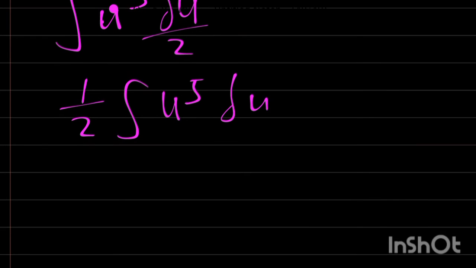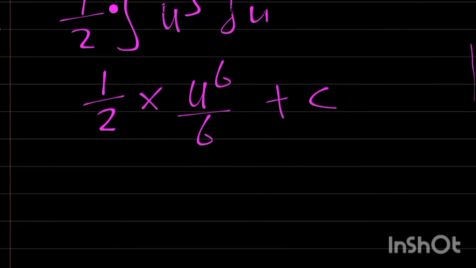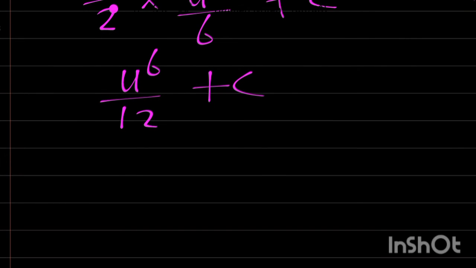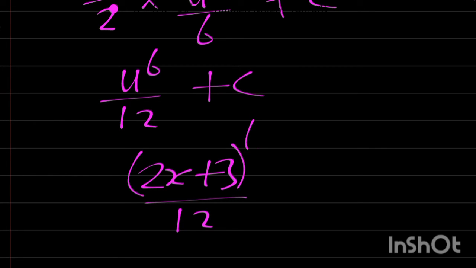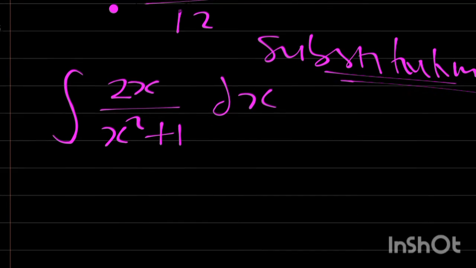Okay, I'm going to have 1 over 2 times u raised to power 6 divided by the new power 6, then plus c. Then I'm going to have u raised to power 6 over 12 plus c. What is now my u? My u is actually 2x plus 3. So I have 2x plus 3, everything raised to power 6, over 12, then plus c. That is our answer. Integration by substitution, take note of that.